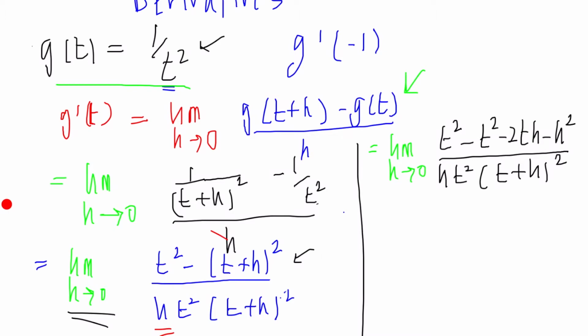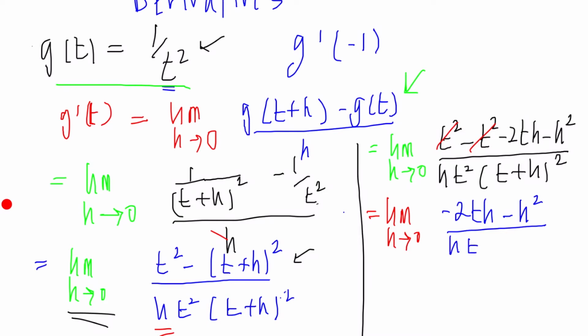So here you can see we can simplify t squared minus t squared, these two cancel each other, so we will have the limit as h goes to 0. What we have is minus 2th minus h squared all over everything at the bottom, which is h t squared times (t plus h) squared. So what we can do here is factor out h at the numerator.